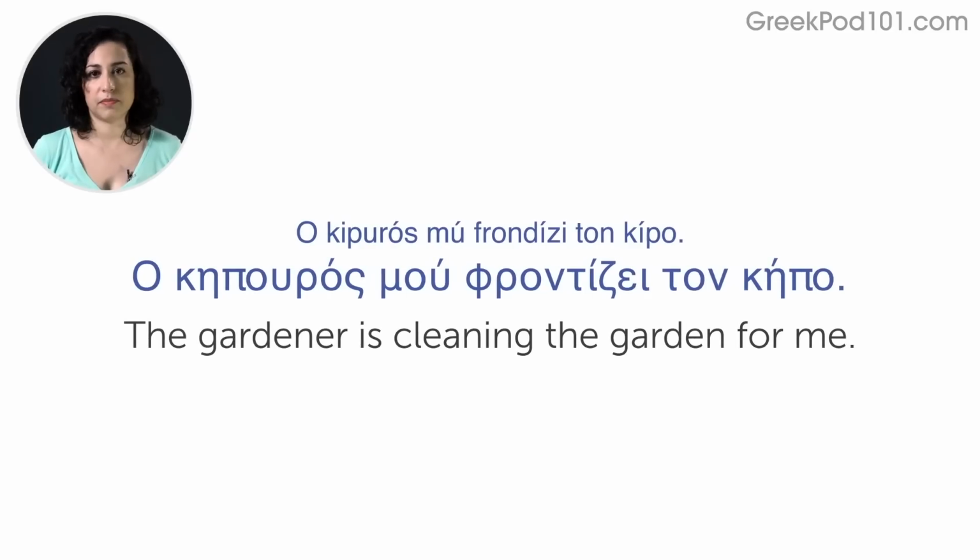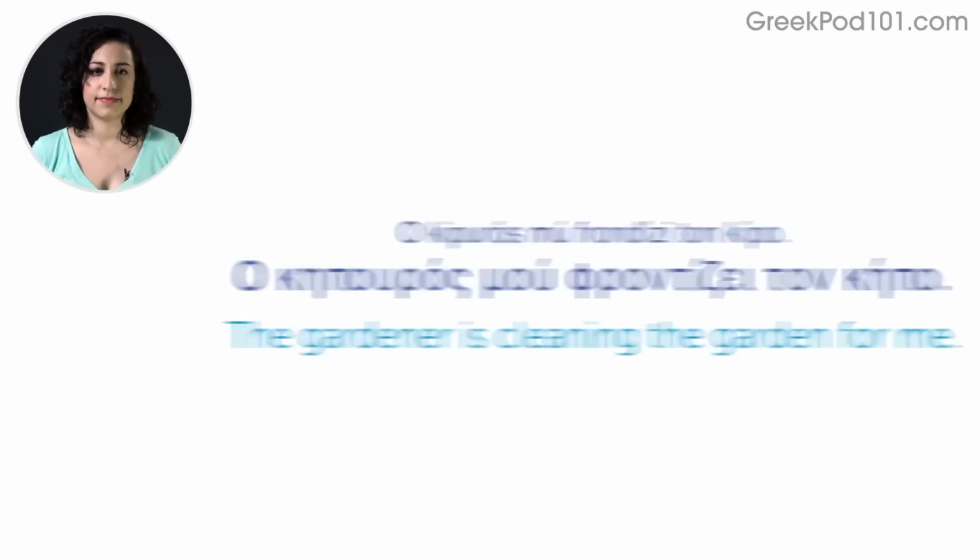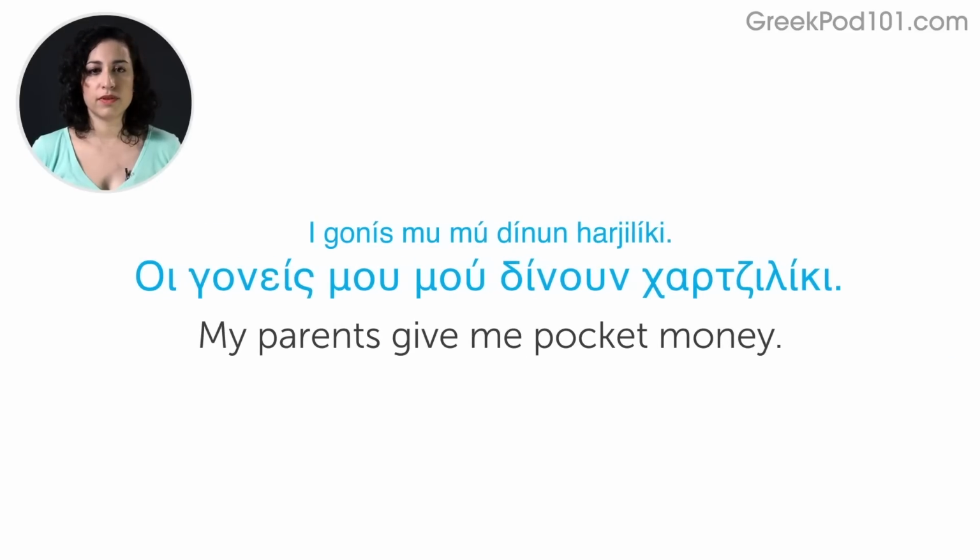Here are some more sample sentences. Ο κηπουρός μου φροντίζει τον κήπο. The gardener is taking care of the garden for me. Οι γονείς μου δίνουν χαρτζηλίκι. My parents give me pocket money.